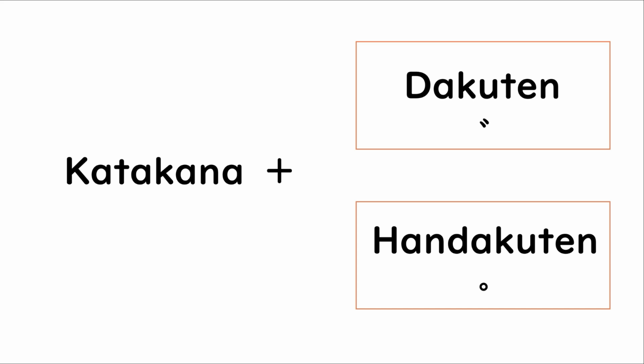Today, we're going to level up and learn Dakuten and Handakuten. This time, we'll add these two little marks to Katakana and they'll change the pronunciation. After this video, you'll be able to write your country's name in Katakana. Let's start with Dakuten.